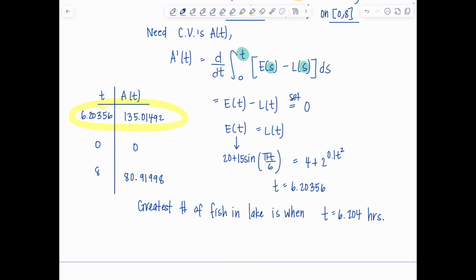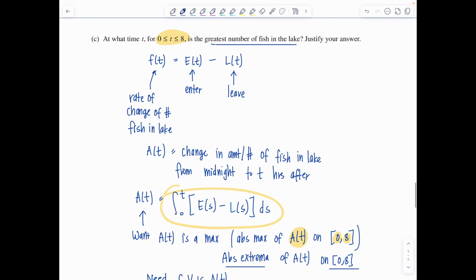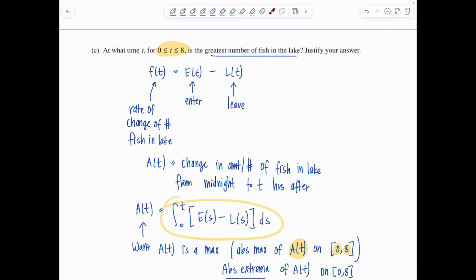You could say, look, I know the max amount of fish will be in the lake based on whether or not this difference is positive or negative. So you don't even have to define this function here. You could just jump to setting this equal to 0. Okay. And then from there, you could find, okay, t would need to be 6.20356. And then from there, you would just look at the difference, basically. Like, here's 0, here's 8, here's 6.20356. And you just want to check if f of t is positive or negative on either side.